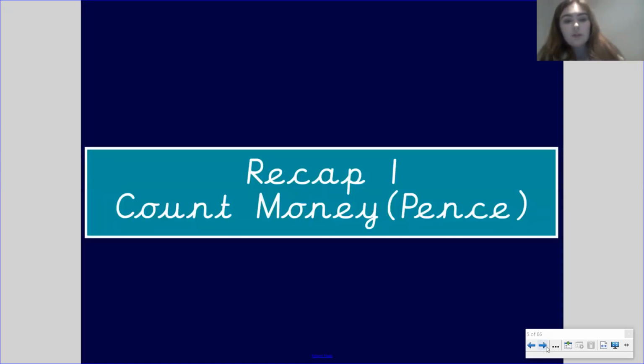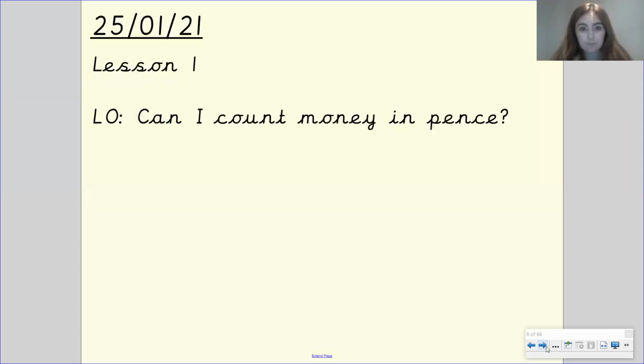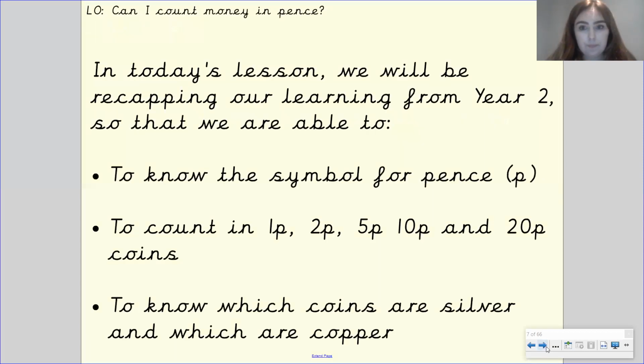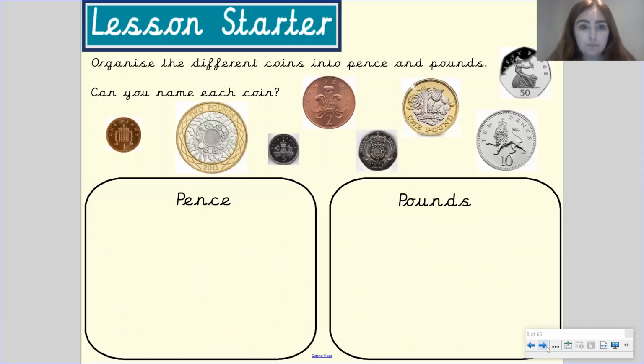So what we're going to do is have a little recap about money using pence. Our learning objective for this lesson is, can I count money in pence? In today's lesson, we will be recapping our learning from year 2 so that we are able to know the symbol for pence, which is p, to count in 1p, 2p, 5p, 10p and 20p coins, and to know which coins are silver and which are copper.